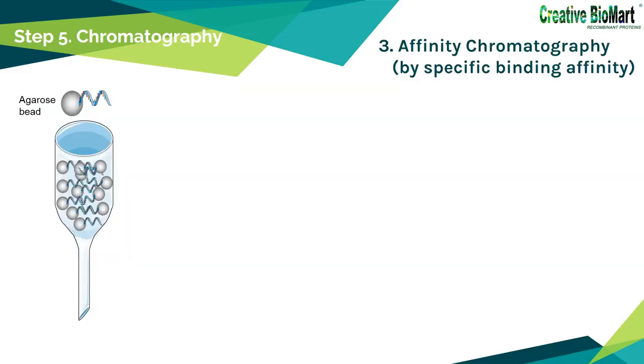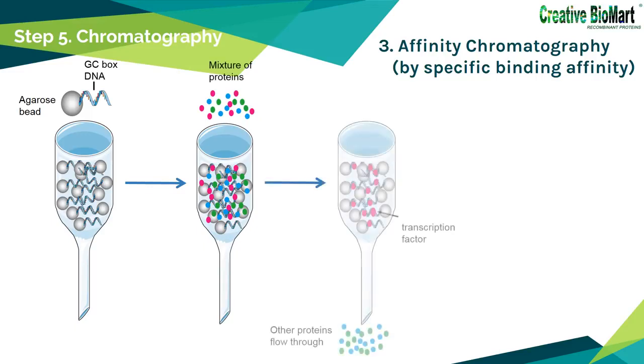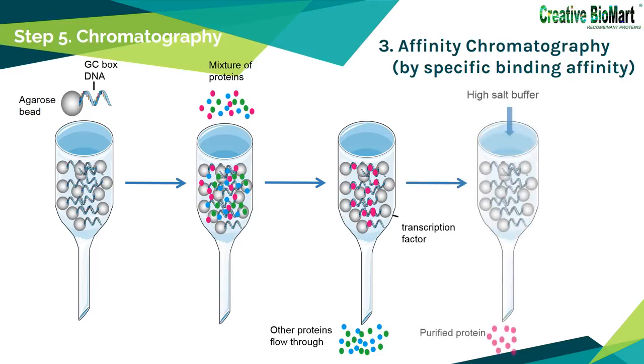Affinity chromatography is a powerful means of isolating transcription factors. A protein mixture is percolated through a column containing specific DNA sequences attached to a matrix. Proteins with a high affinity for the sequence will bind and be retained. After that, the transcription factor can be eluted by a high concentration salt solution.